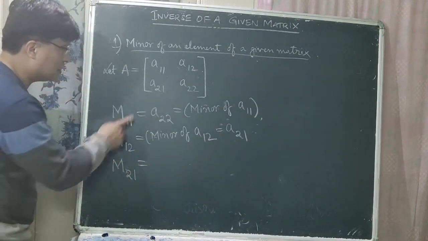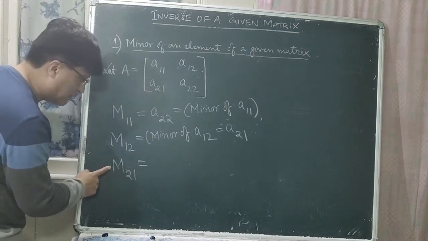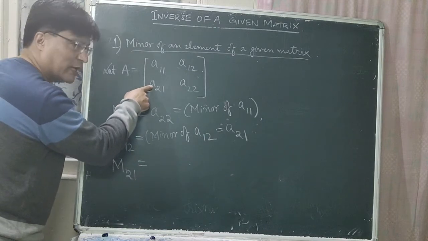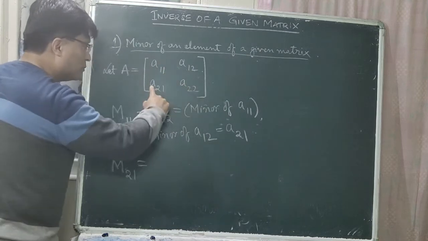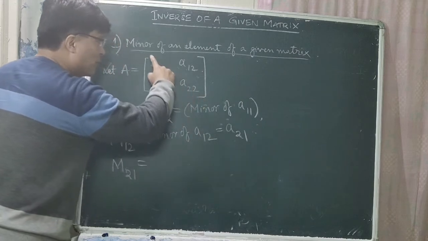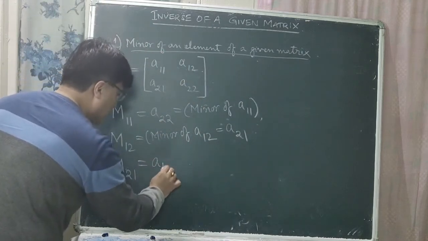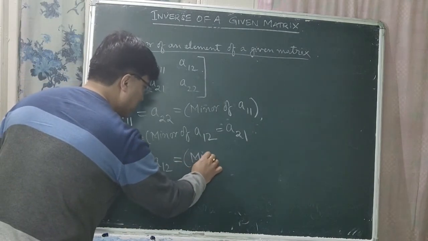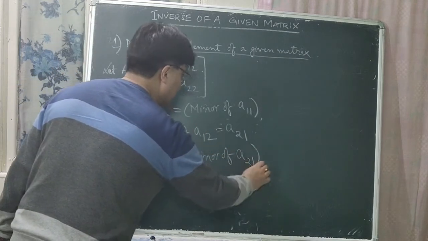Similarly, what is the minor of the element A21? It is represented by capital M21, which is obtained by deleting the row and the column through the element A21. That means you have to forget about the second row and the first column. So what do we get? A12. This is the minor of the element A21.